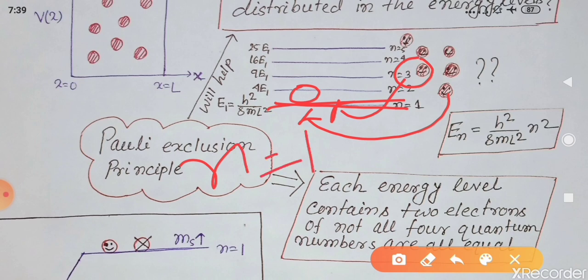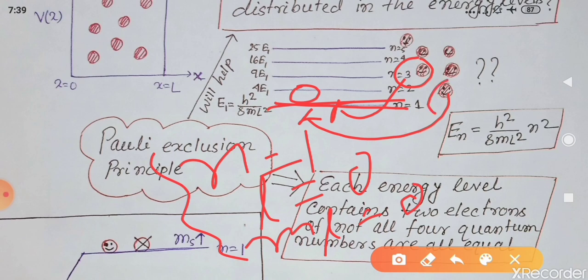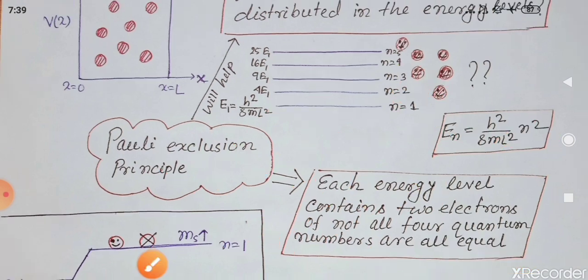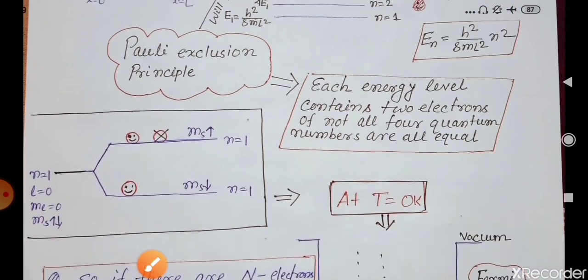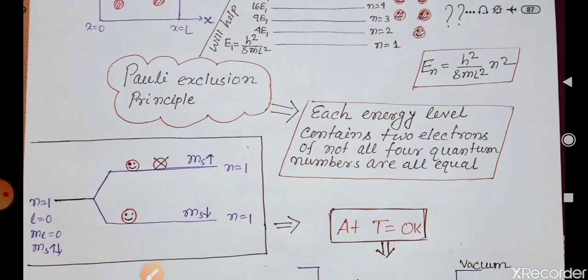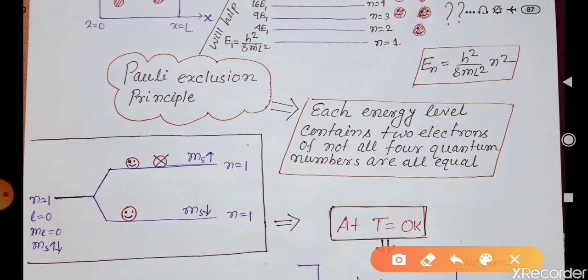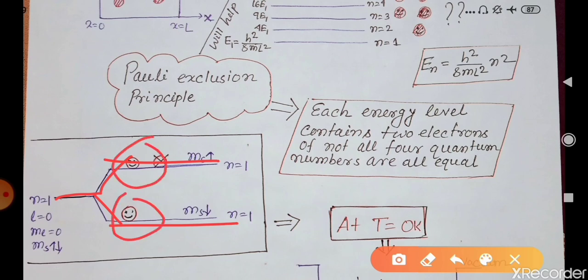l must be 0, ml is 0, so all three quantum numbers are the same as the first electron, but here ms should be minus half. If it is so, then the second electron will also occupy the same energy level. So this is the Pauli exclusion principle to fill up the energy levels. So at the ground energy level there will be two energy states, and each energy state contains a single electron.